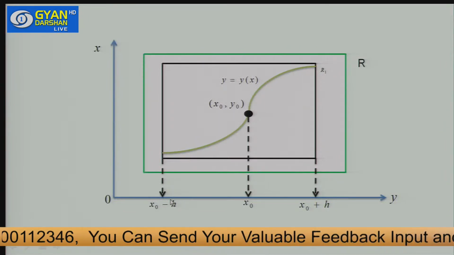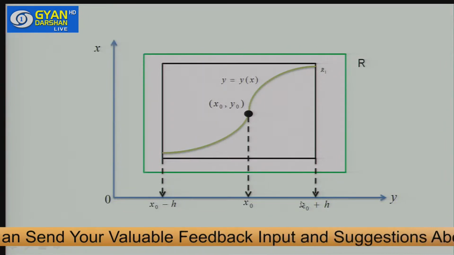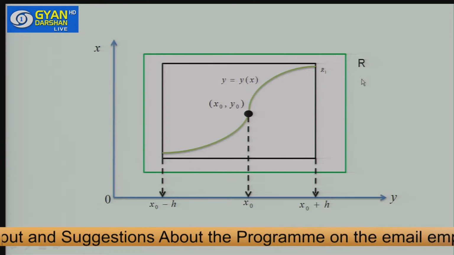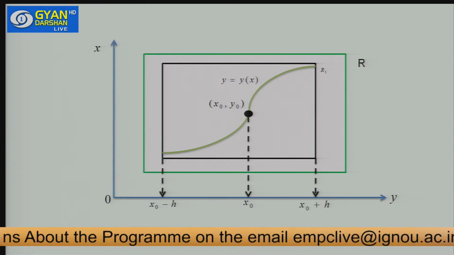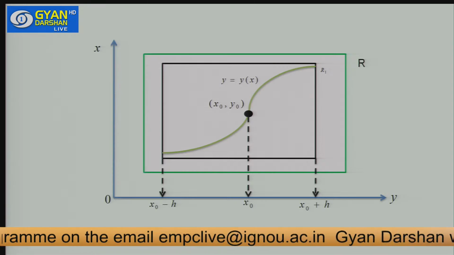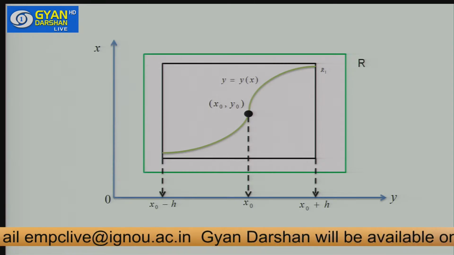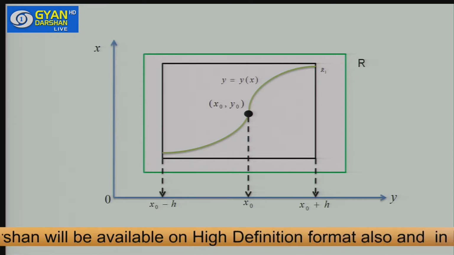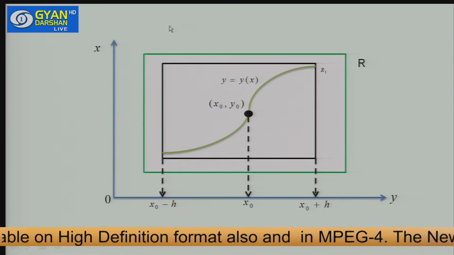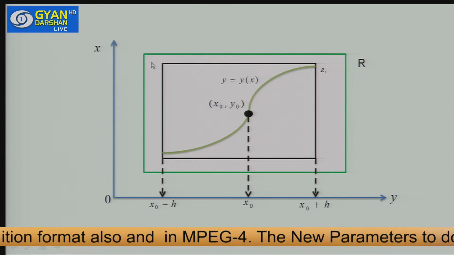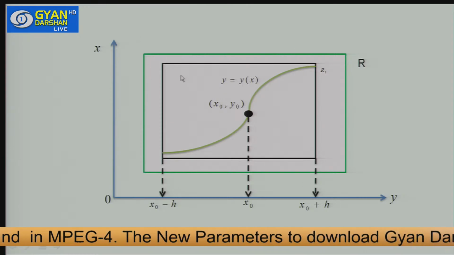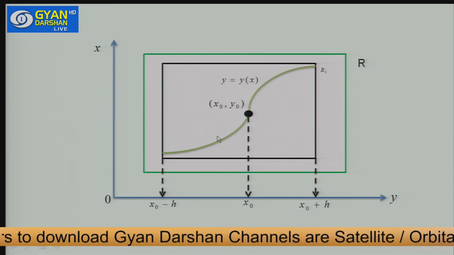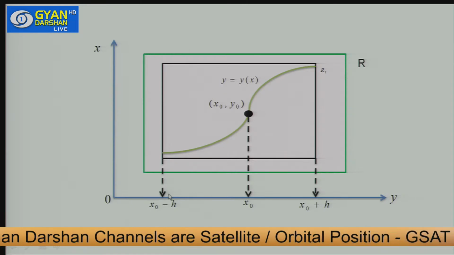You can take H as much bigger as you want, and you can make it equal to R also. But suppose in some cases your region is bigger, but you are not able to verify the conditions, that is, f of xy is continuous, and second, the partial derivative of f with respect to y is continuous. If you are not able to prove these two conditions in the whole region, but you are able to prove them in a small region, then obviously we are not able to find the solution in the bigger region, but in a small region we will be able to find the solution. So that's why we are constructing this H.